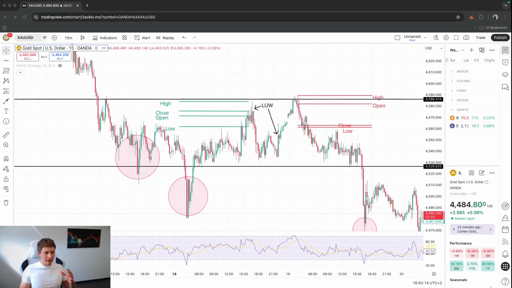Now most people look at candlestick charts and see random green and red bars all over the screen. But every single one of these candles actually tells you a story about buyers, sellers, momentum, fear and liquidity. And once you understand how to read these properly, the charts start making way more sense.